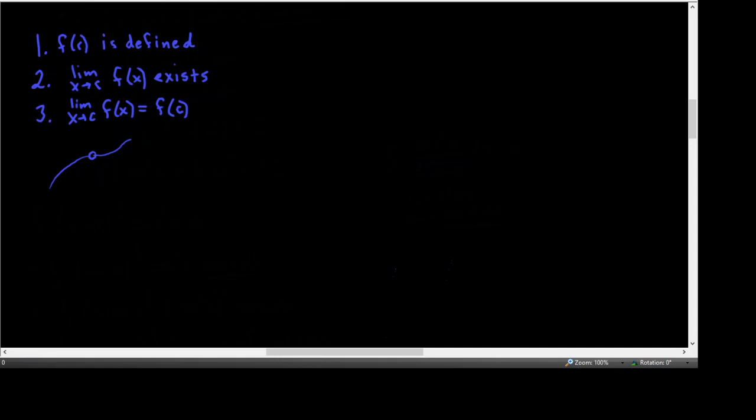So anytime you have a removable discontinuity, you will have an otherwise continuous function except for that one point. And anything else would be a non-removable discontinuity.